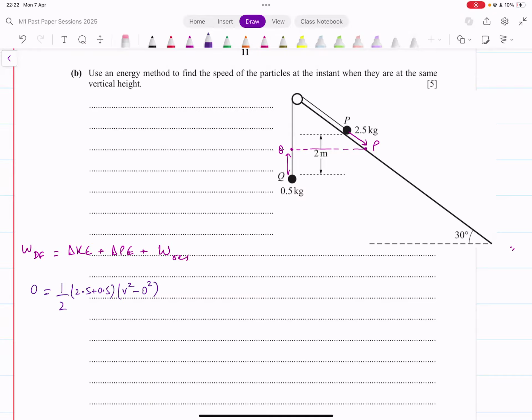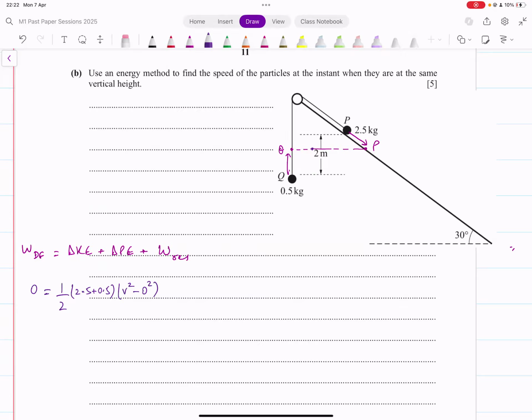It's not that they're meeting halfway there. It's not that Q is moving 1 meter up and P is moving 1 meter down. That's not what is happening, because Q is moving vertically, P is moving in this direction. So they will be moving different vertical distances. Now, what vertical distances are they traveling? That's the tricky part here, and that's the tricky part in such questions. You will find more of these in recent papers as well.